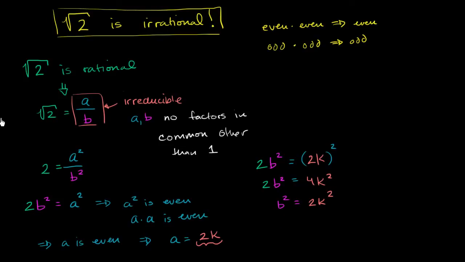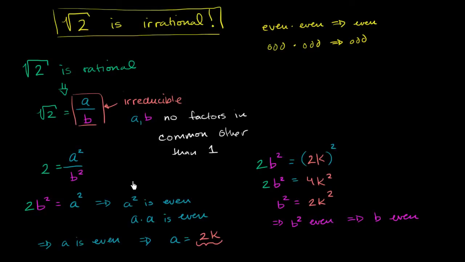So that tells us that b squared is even. Well, if b squared is even, by the same logic we just used, that tells us that b is even. So here's our contradiction. We assumed in the beginning that a and b have no common factors other than 1. We assumed that this fraction right over here, a over b, is irreducible. But from that, and the fact that a over b must be equal to the square root of 2, we were able to deduce that a is even and b is even.